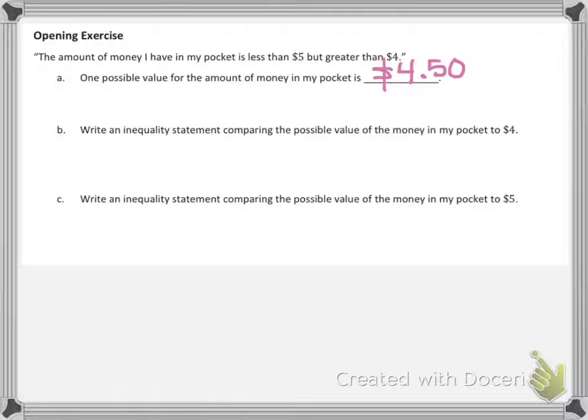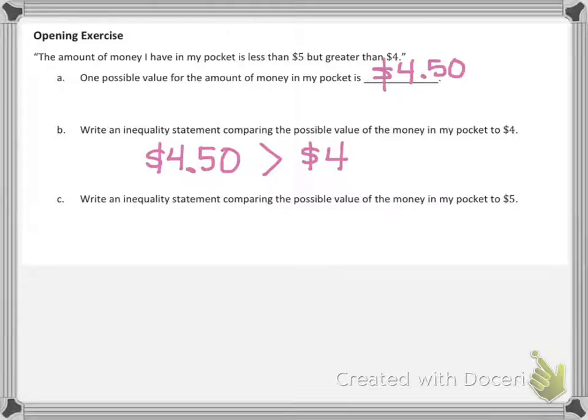Okay, and then we're going to write an inequality statement comparing the possible value of money in my pocket to $4. Well, I'm going to say the amount of money in my pocket, which is $4.50, is bigger or greater than $4. So there's an inequality statement. $4.50 is greater than $4.